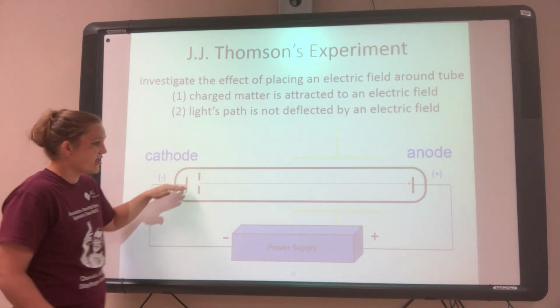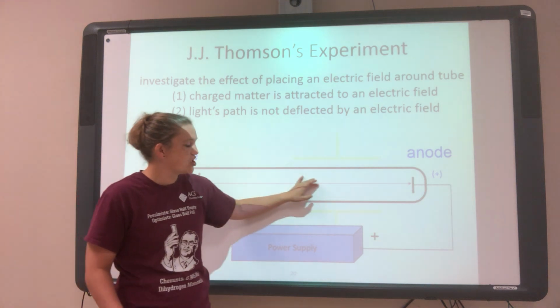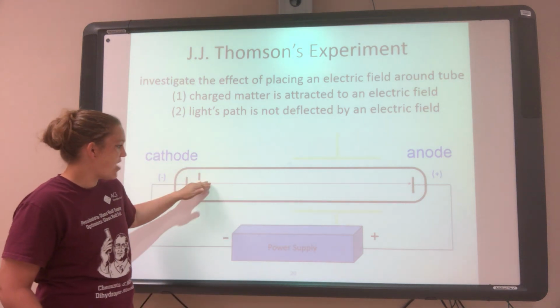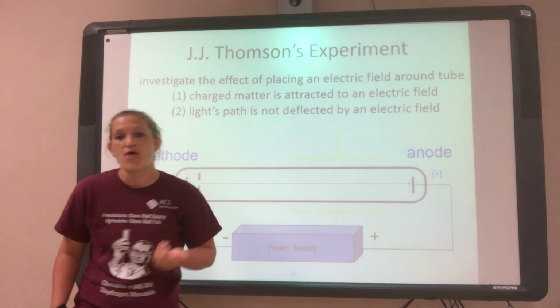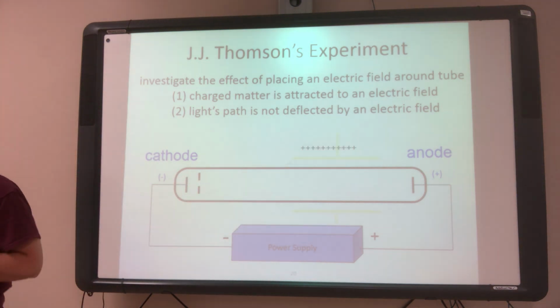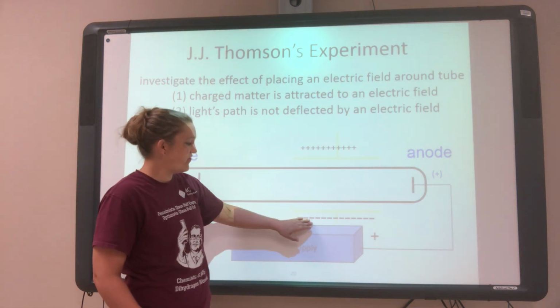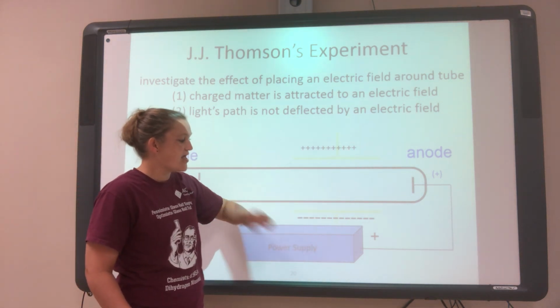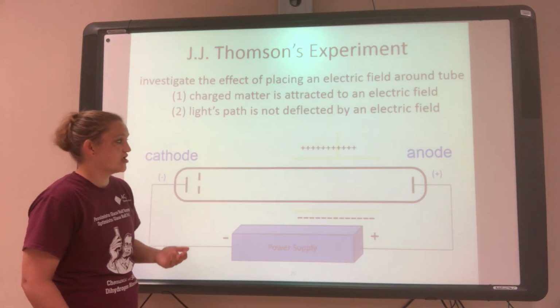So if my cathode ray, here it is, it goes straight through. If it's light, it just goes kind of straight through. But he wanted to see how this ray would be affected if he put an electric field around it. So then he puts an electric field. So he places this electric field, he's got a positive side and a negative side, and he wants to see if this cathode ray is affected by this electric field.